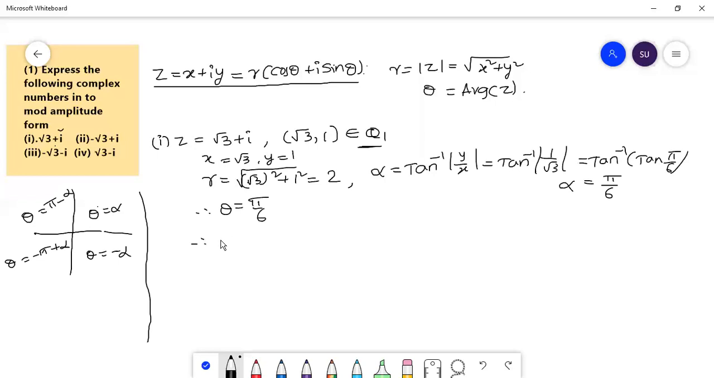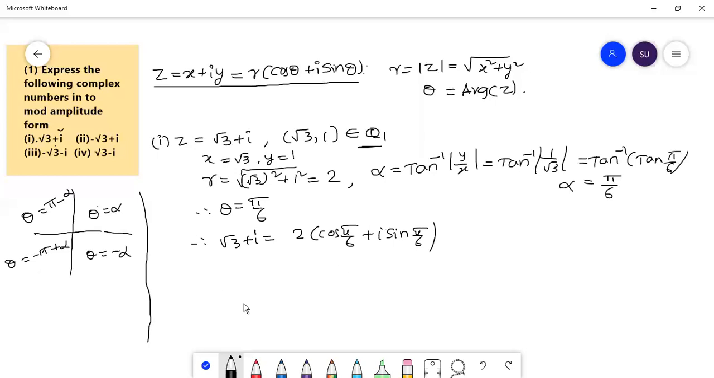Therefore the mod amplitude form of z, root 3 plus i, is equal to r into, that is 2 into cos pi by 6 plus i sin pi by 6. This is the answer. In the same way you can go through the second problem, third problem and fourth problem.